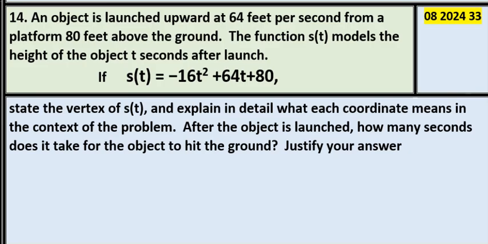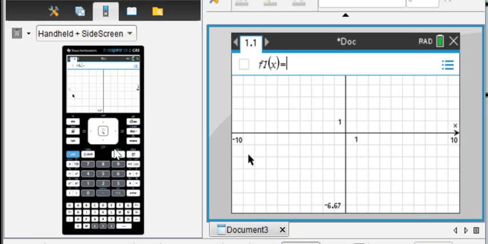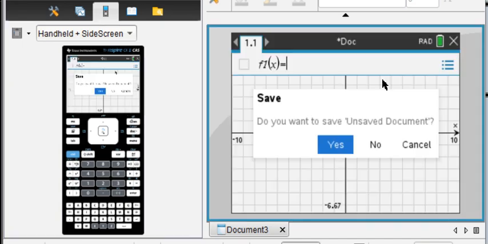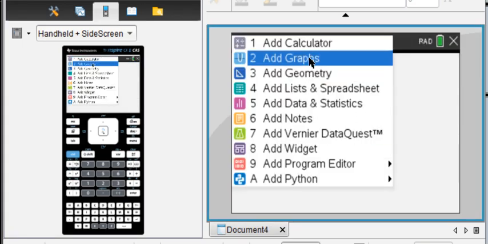After the object is launched, how many seconds does it take for the object to hit the ground? Justify your answer. So the first thing is, obviously, I've got a function. I want to go to a graph page. So home screen, new doc, say no to drugs, and add a graph page.